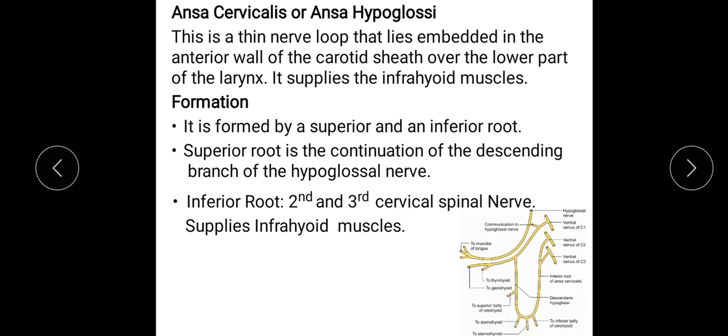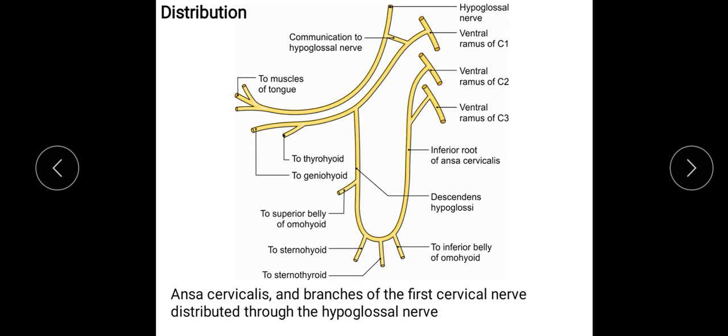The superior root is a continuation of the descending branch of the hypoglossal nerve, and the inferior root is formed by the ventral rami of C2 and C3, that is the second and third cervical spinal nerves. These form the 2 roots of ansa cervicalis or ansa hypoglossi. Then the distribution. This is the superior root. This branch communicates with the ventral rami of C1. This is a branch of the hypoglossal nerve, which supplies the muscles of the tongue.